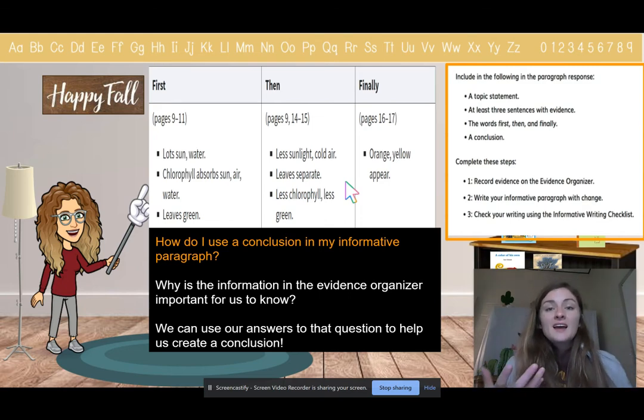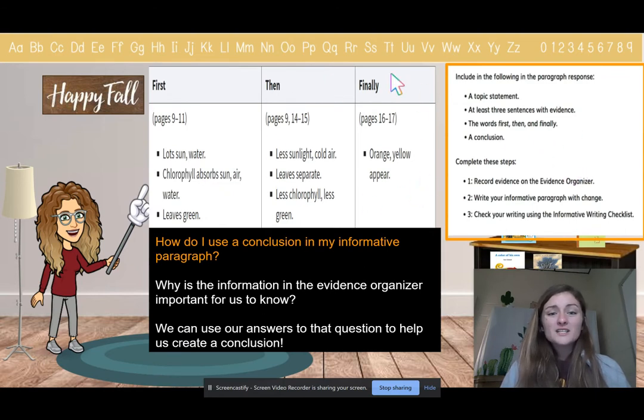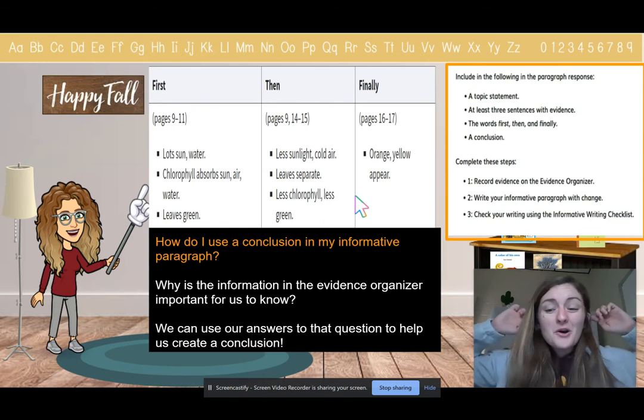So, if we are going to answer a question, how does weather impact leaves in fall? We are going to use our evidence from our evidence chart, and we use some of those important key terms: chlorophyll, sun, water, leaves, sunlight, orange and yellow. We're going to use those key terms to help us write an informational paragraph. Now, we are not writing the informational paragraph until tomorrow. So it's really important that you listen to this part. So open up your ears.